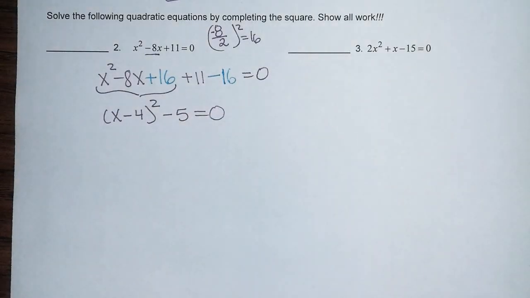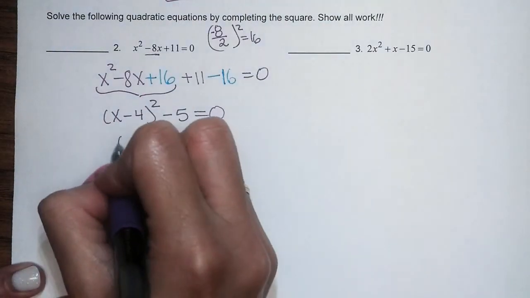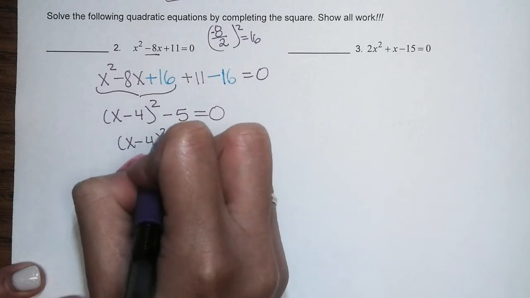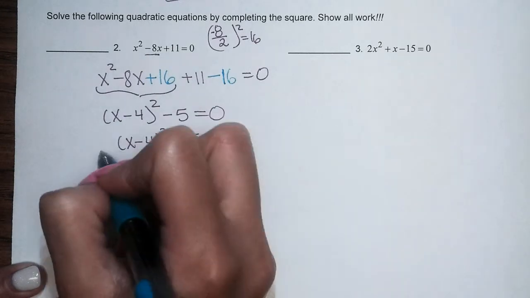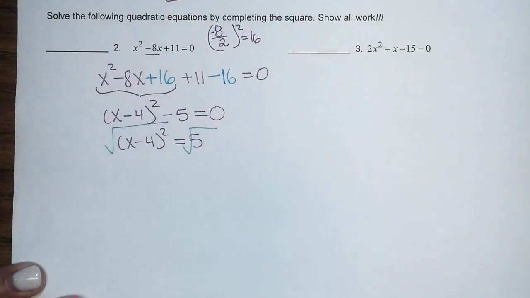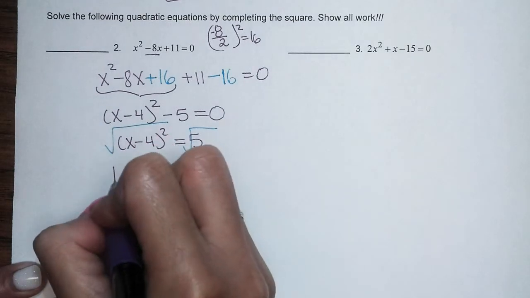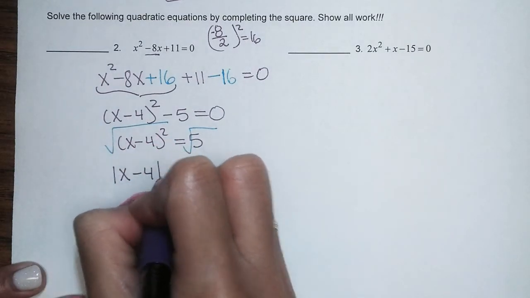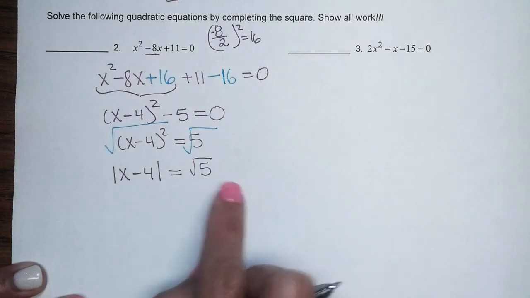And from here, you would just solve by the square root property, like I showed you in example 1. So let's get this (x minus 4) squared isolated by getting rid of the minus 5 and putting plus 5. Take the square root property on both sides. Always, when you take the square root of (x minus 4) squared, always write it as the absolute value of x minus 4 equals just the square root of 5. Make sure you always show that step.